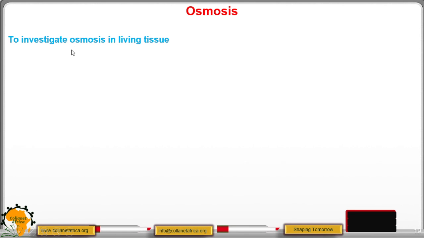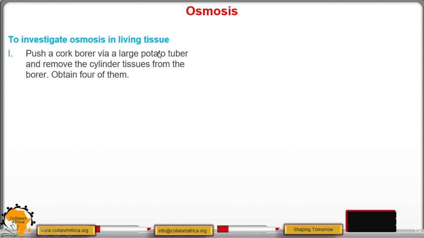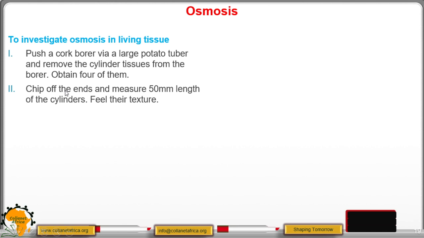We can also investigate osmosis in living tissue as our third practical activity, but the second in osmosis. You have to have a potato, then push a cork borer through a large potato, and then you remove the cylinders of tissue from the borer to get 4 cylinders of potato. Then you chip or cut off the ends to have 50mm length cylinders, and just feel their texture.